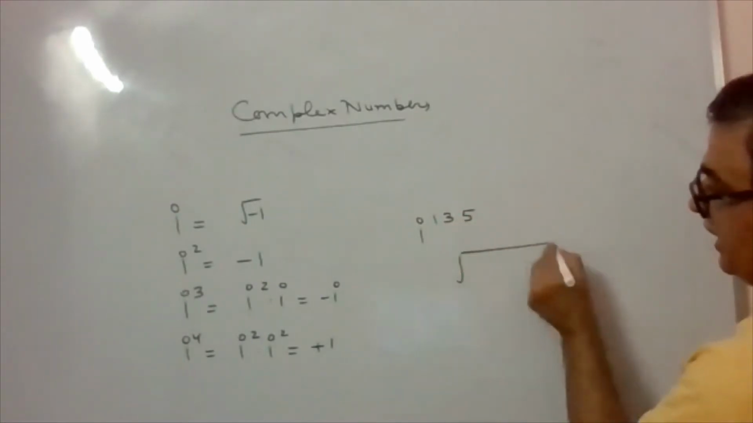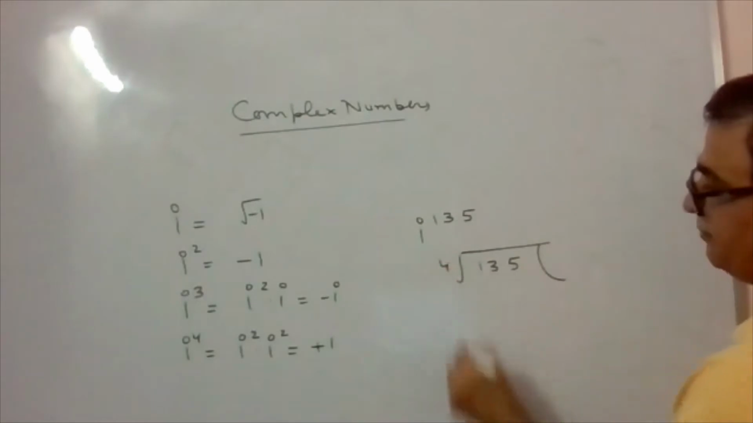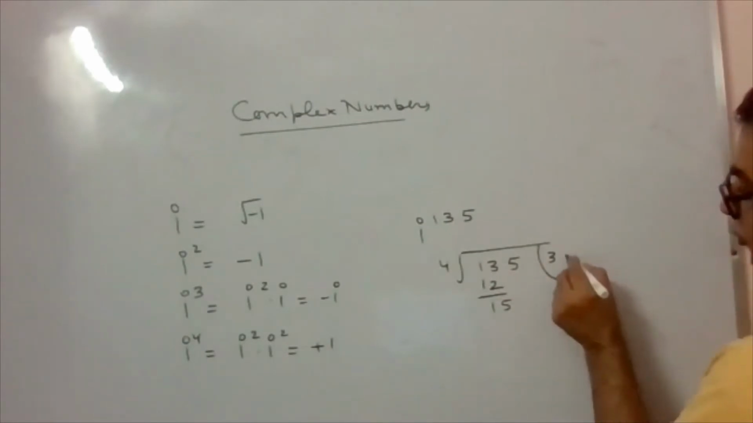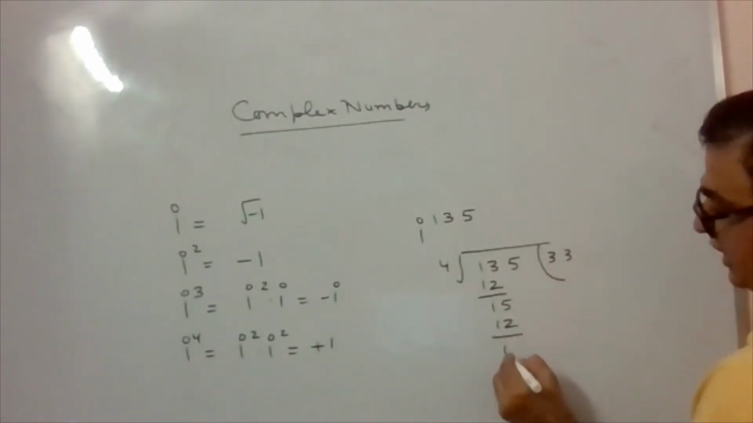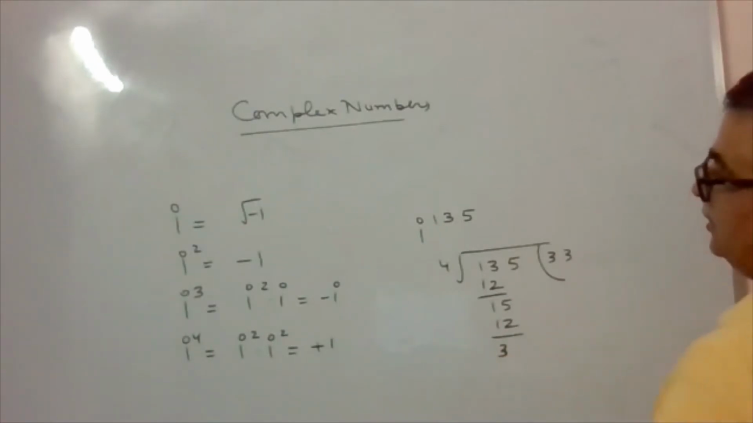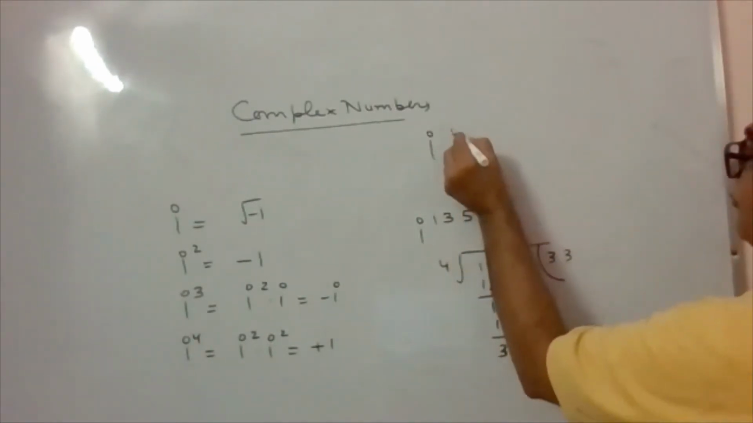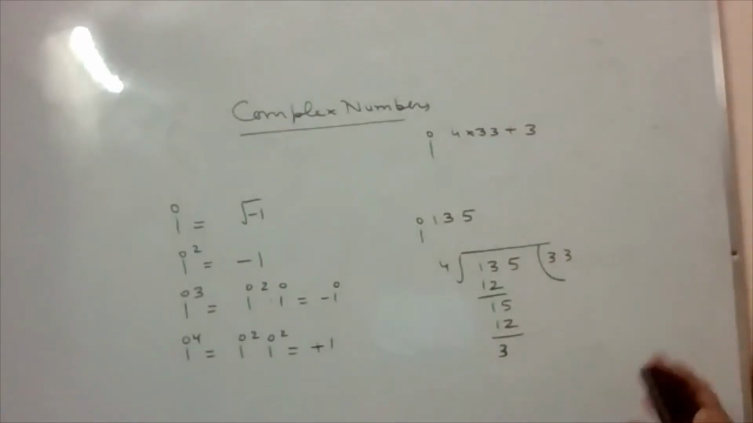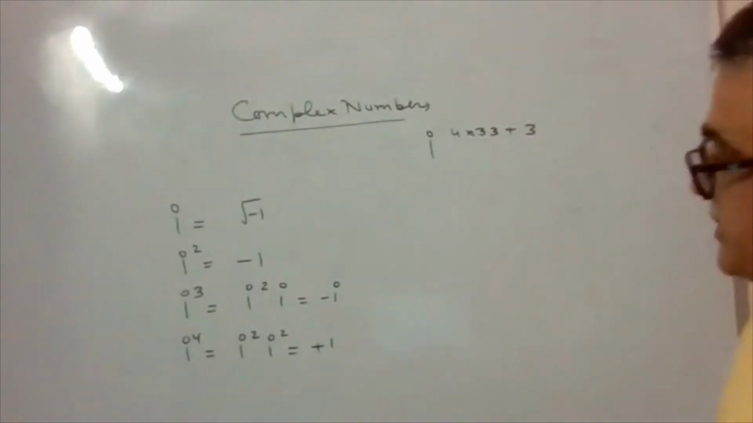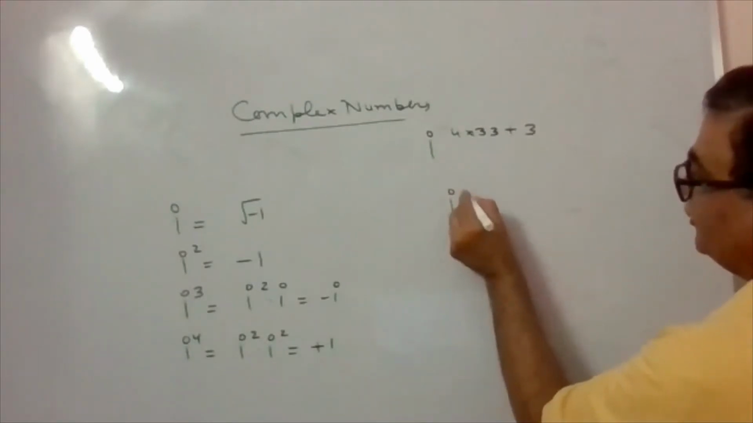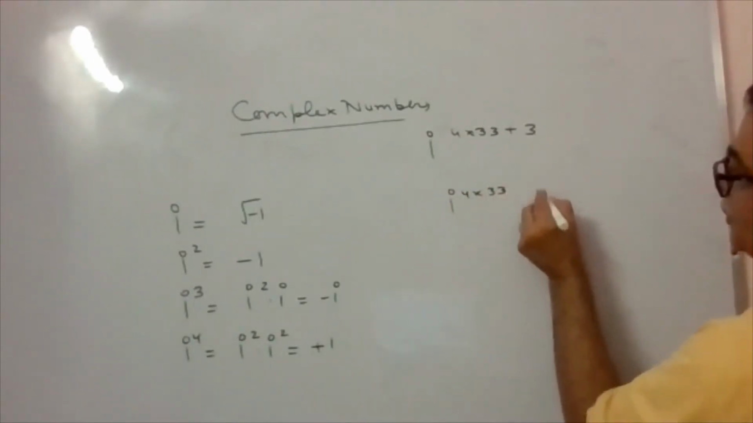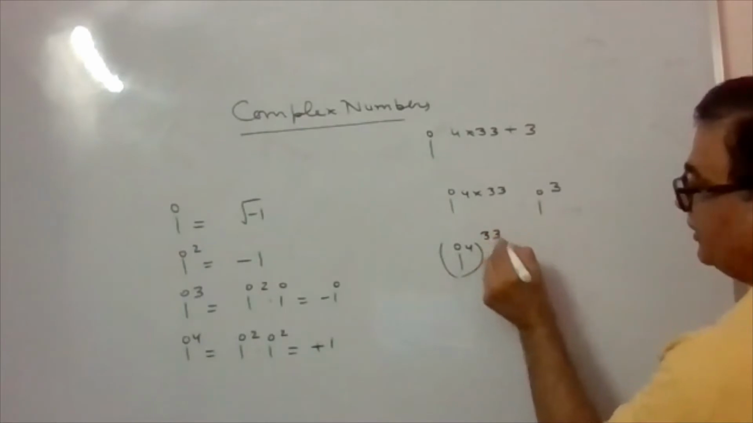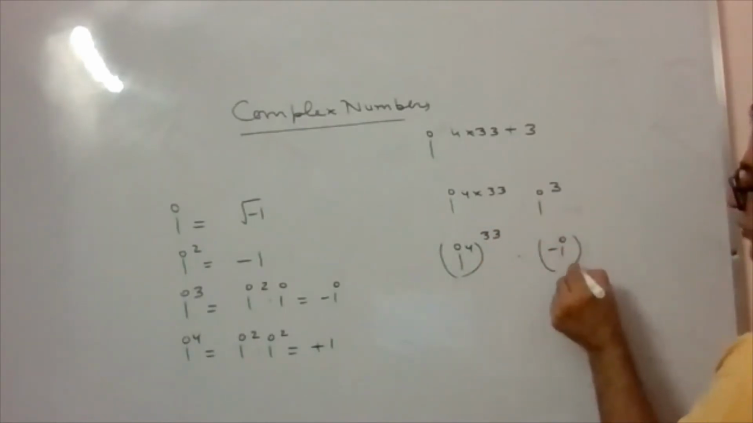Then again we will say iota power 135, 135 divided by 4. 4 threes are 12, left is 5. 4 threes are 12 again, left is 3 only. So I can write this as iota power 4 into 33 plus 3. Why have we written this? Because a multiple of 4 will make it 1. So I write here iota power 4 into 33 into iota cube, or I should say iota power 4 whole power 33 into iota cube, which is minus iota.